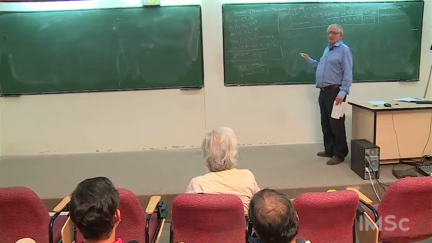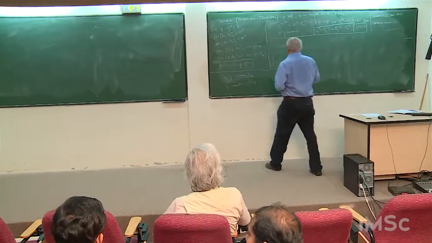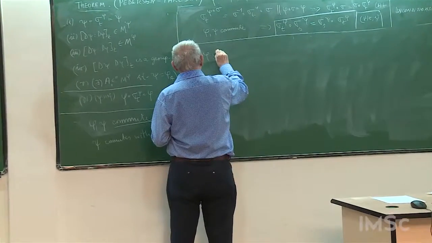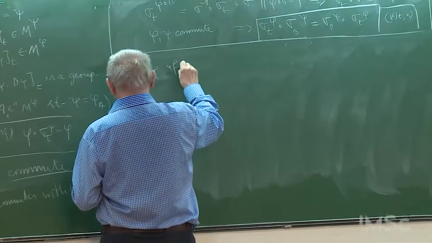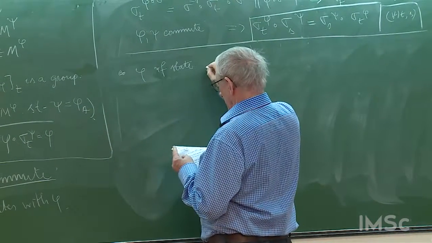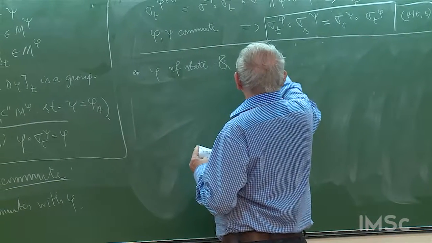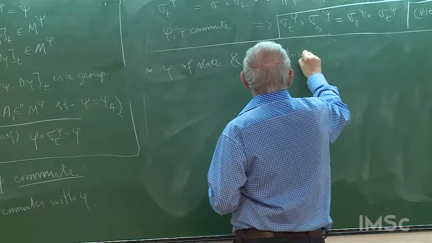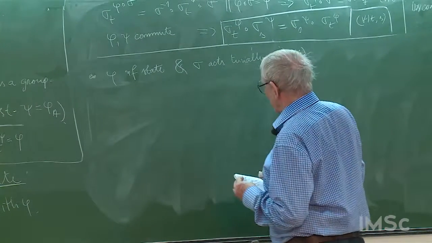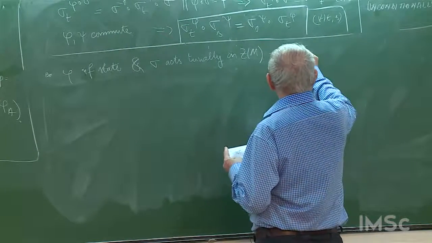What I will do now is just state some positive results for this. Namely, the first result is that if phi is a normal faithful state, and also sigma acts trivially on the center of M, which is automatic if M is a factor, then the following are equivalent.